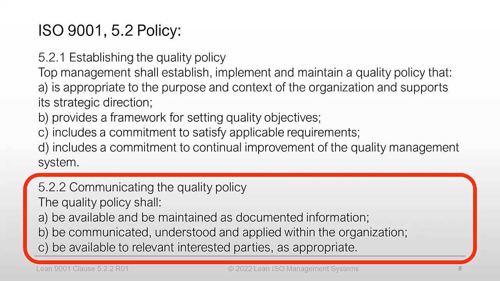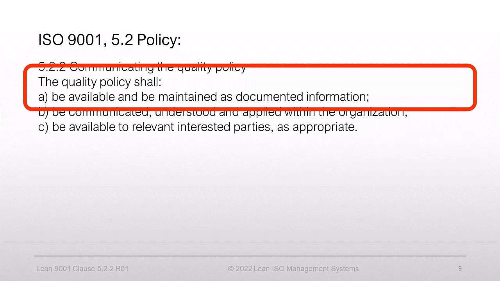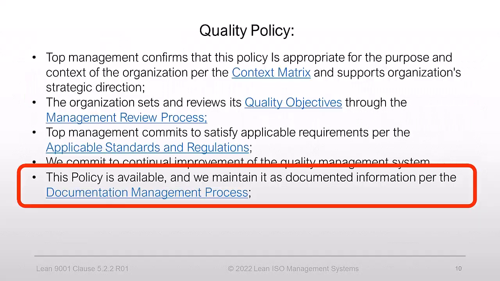As in the previous video, we will transform each requirement of the standard into a commitment in our policy to complete it. The first requirement, A, reads, "The quality policy shall be available and be maintained as documented information." In response, our policy reads, "This policy is available and we maintain it as documented information per the documentation management process." The link to the document management process takes us to the corresponding procedure.